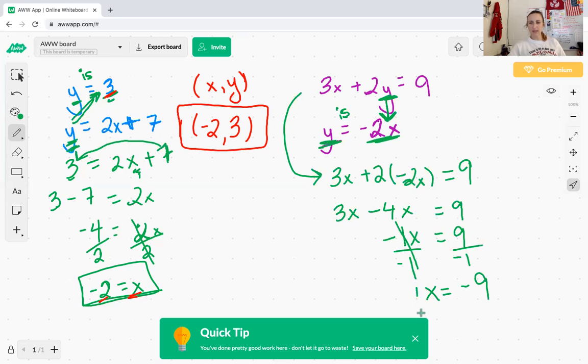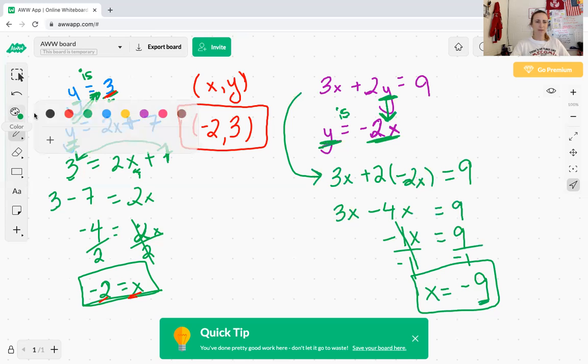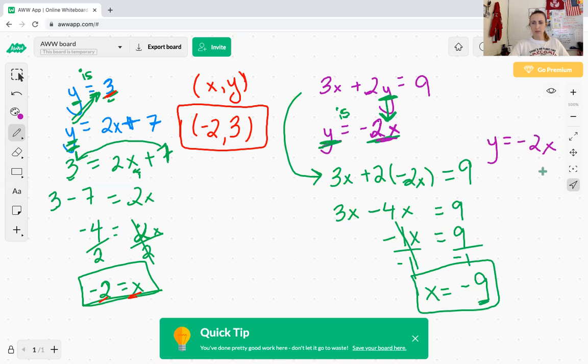So once again, after we substituted, it just became a simple equation. All we had to do was multiply, combine our like terms, and then divide. This one has one extra step, because if you remember, I need to write my ordered pair x, y. So I know x is negative 9. But for this one, it just says y equals negative 2x, and I need that to be an actual number. So we're going to rewrite out to the side here, y equals negative 2x. And x is negative 9, so I can replace this x up here with the negative 9.